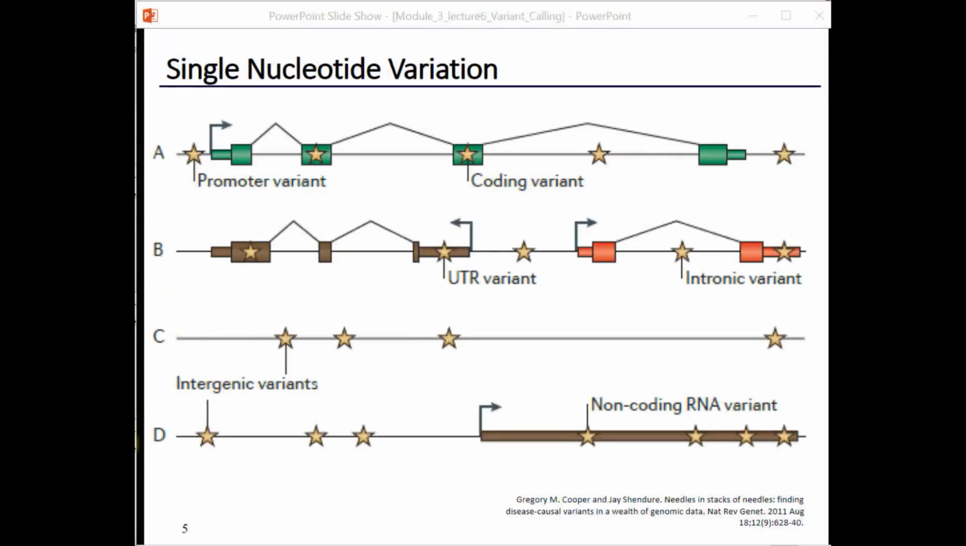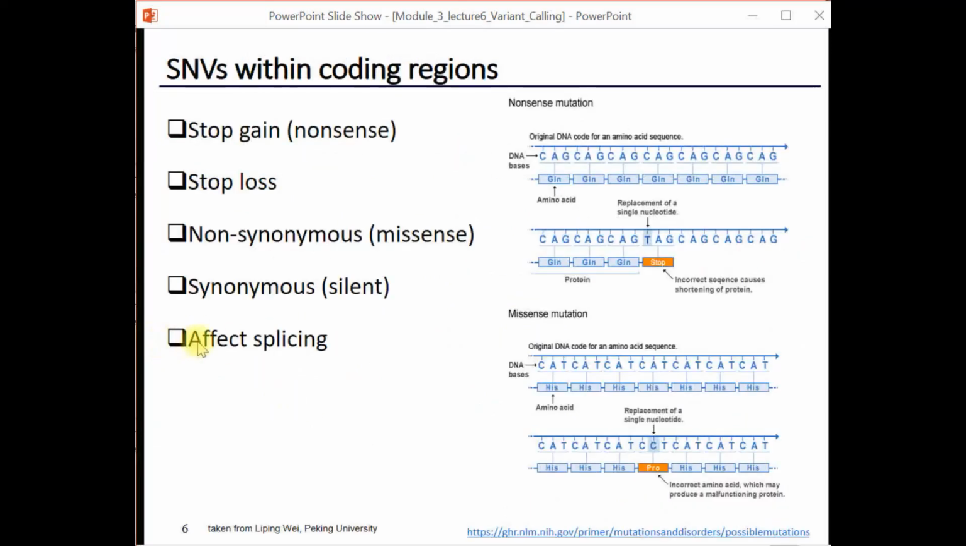Single nucleotide variation is very common in our human genome. Generally speaking, each of us has 3 million single nucleotide variations in the genome. That is equivalent to a frequency of 1 in 1000. It may appear in the intergenic region, intronic region, promoter region, or coding region. It may also occur in the UTR regions or non-coding RNA regions. If it's in the coding region, it has several possible consequences.